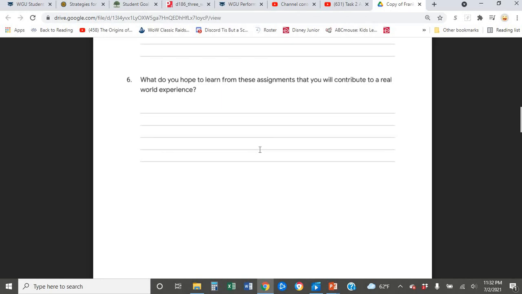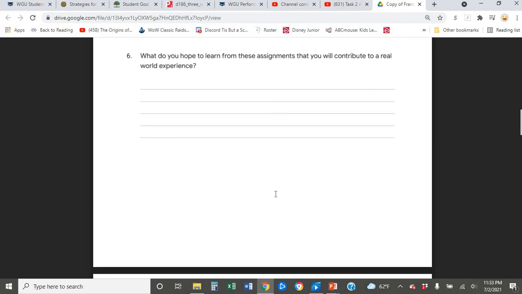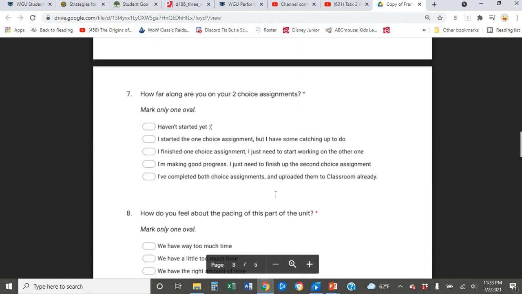Number 6 is a goal orientation question. What do you hope to learn from these assignments that will contribute to your real world experience? And again, goal orientation has to do with representing goals that are higher order that exist outside of the context of what they're reading, making connections in terms of connectivity with the real world and relevance that they have in their own lives.